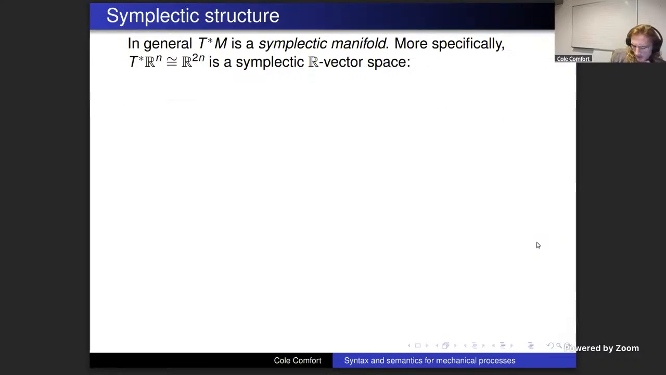So that was my very basic introduction to the physical side of things, but there's a very, very nice mathematical setting in which you can work that makes the physics a lot easier to manage. So if you take a manifold M and you take the cotangent bundle, which is your space of positions and momentums, then this naturally is a symplectic manifold. And if your positions are in Euclidean space, then you get what's called a symplectic vector space.